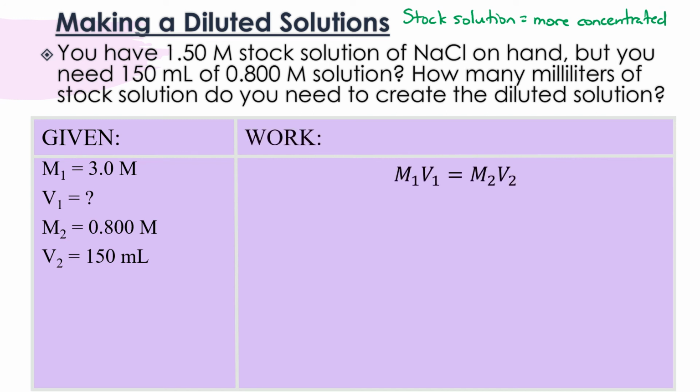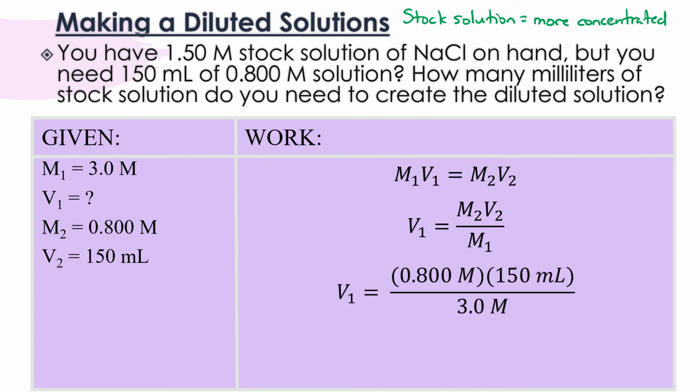We have our work, equation M1V1 equals M2V2. Isolate to get V1 by itself. I simply divide by M1 on both sides, and that's what it looks like. Plug in and solve. Now pause this video because we're done.